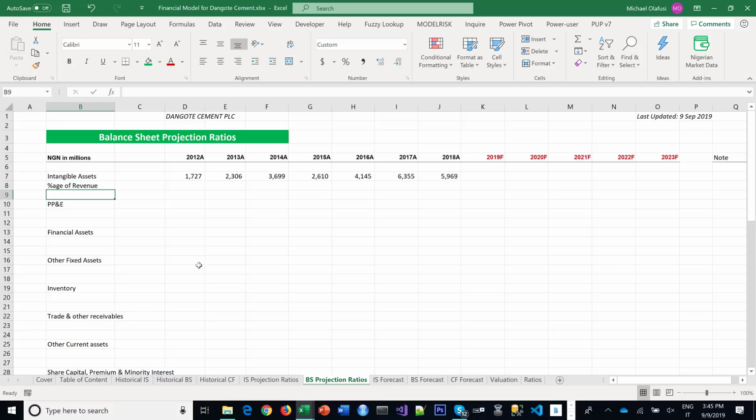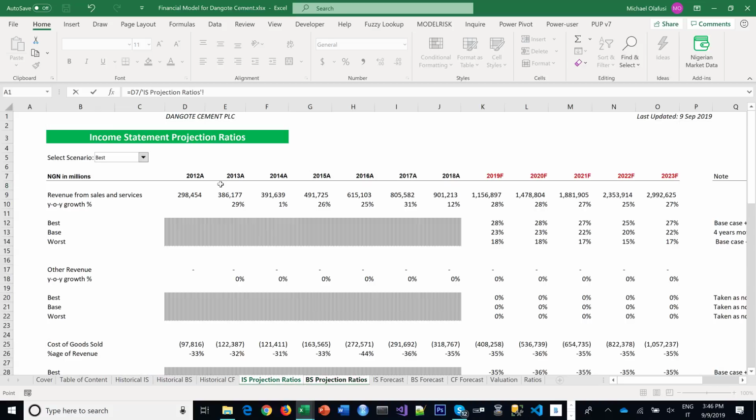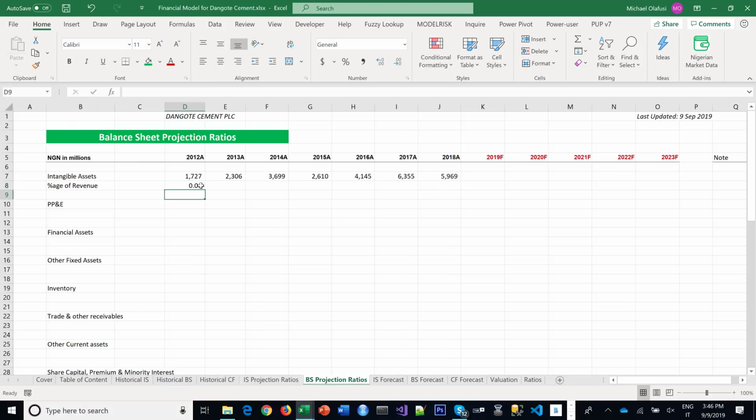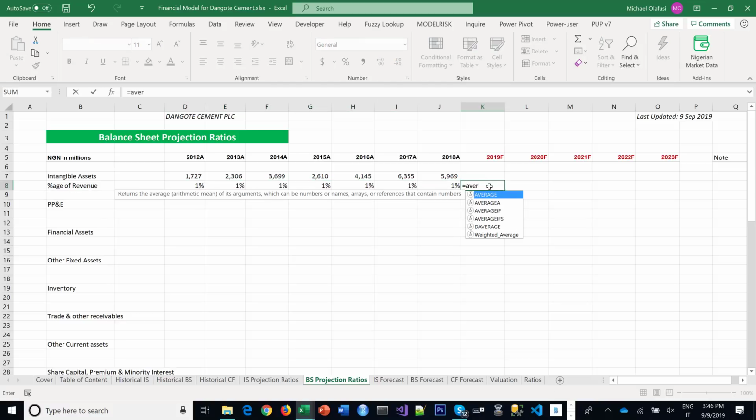So as a percentage of revenue, what has been the typical percentage of revenue? This divided by the revenue for that year as a percentage, and I drag into the future. So I can use the average of the last 4 years. So we use that, 1, 2, 3, 4. Moving average again.